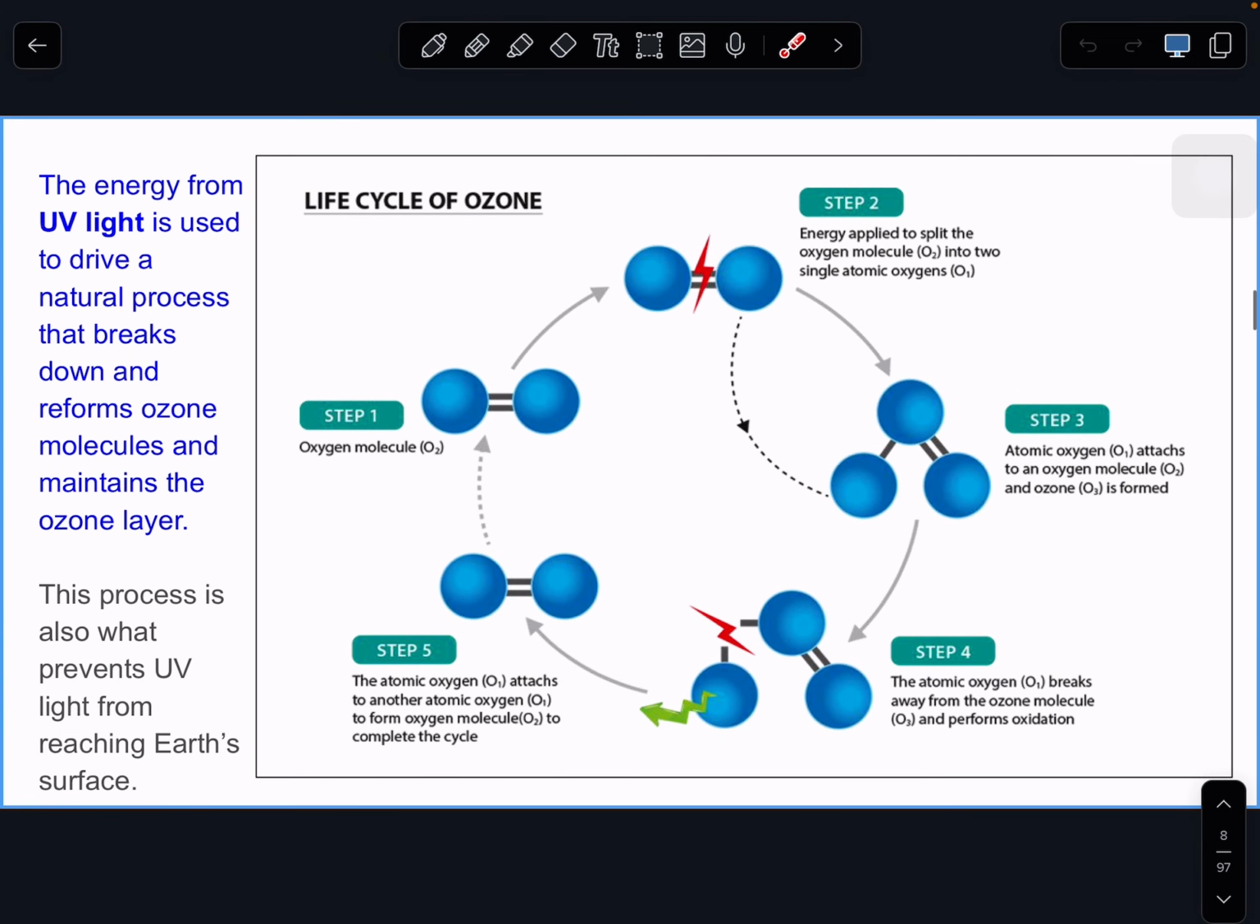The energy from the UV light is used to drive a natural process that breaks down and reforms ozone molecules and maintains the ozone layer. In our activity today, when you were breaking down the ozone molecules and the oxygen molecules and they were being rebuilt again, that was simulating this. In normal circumstances, the atmosphere is able to repair any damage the UV light does to the ozone layer. By itself, it naturally rebuilds it whenever it gets broken down.